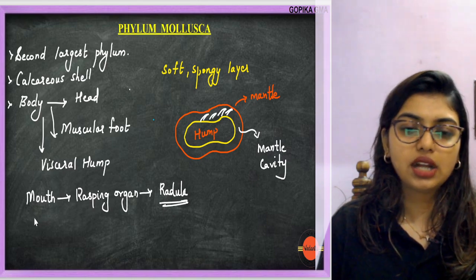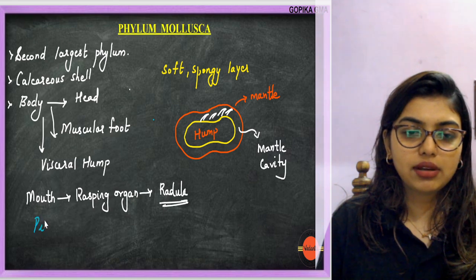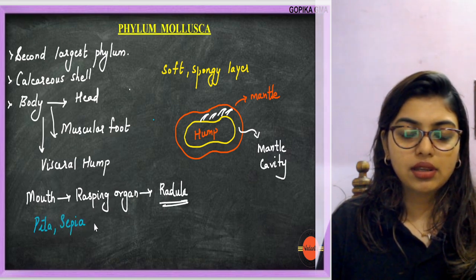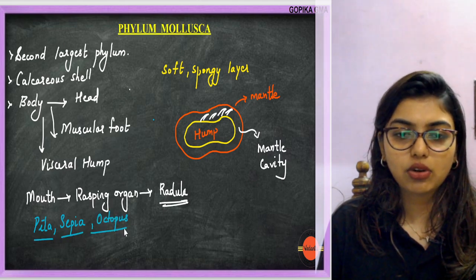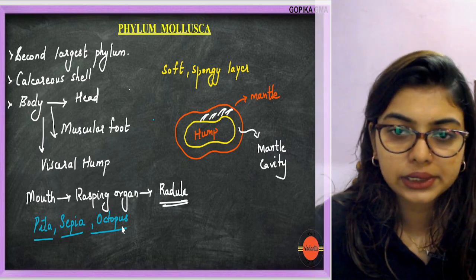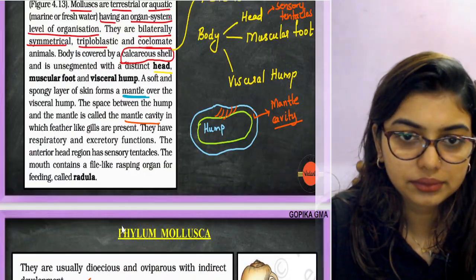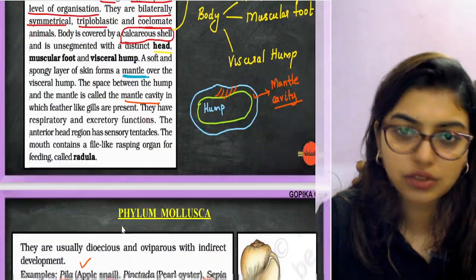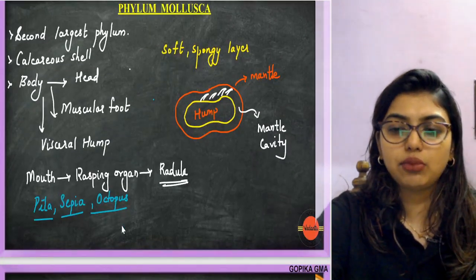Outer covering is hard, the shell is going to be hard. An example you can remember, sepia, then you can remember octopus. If you cannot remember a lot of them, at least try to remember three of them. Then rasping organ we wrote. Anything else did we miss? Mantle cavity we wrote, muscular foot we wrote, calcareous shell we wrote. Very nice. Everything we have written about phylum Mollusca.